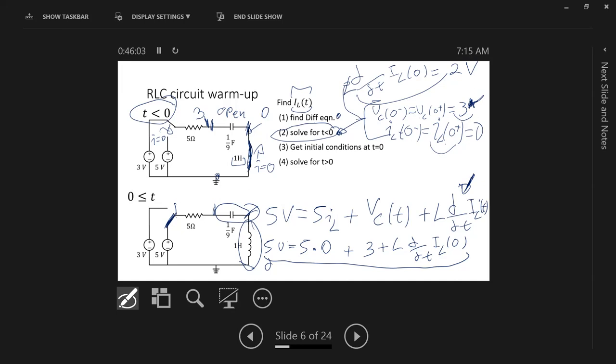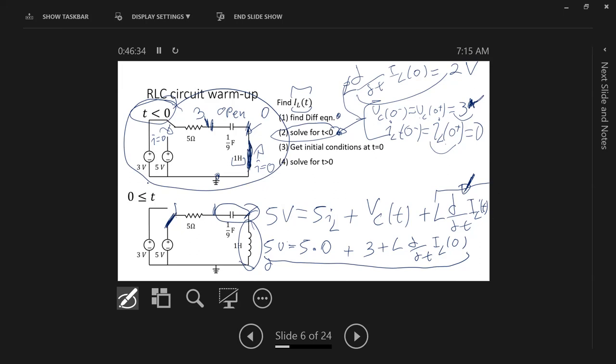So that's kind of a tricky thing that you have to consider: when you're looking at initial conditions, you always have to look at the continuous quantities. And that's why we focus on continuous quantities. If I had tried to determine dIL/dt of 0 from this circuit, I would have gotten the wrong answer. I would have gotten 0, and it's actually not 0. It's 2, because at time equals 0, as soon as you flip that switch, that's a discontinuous quantity, so it jumps.